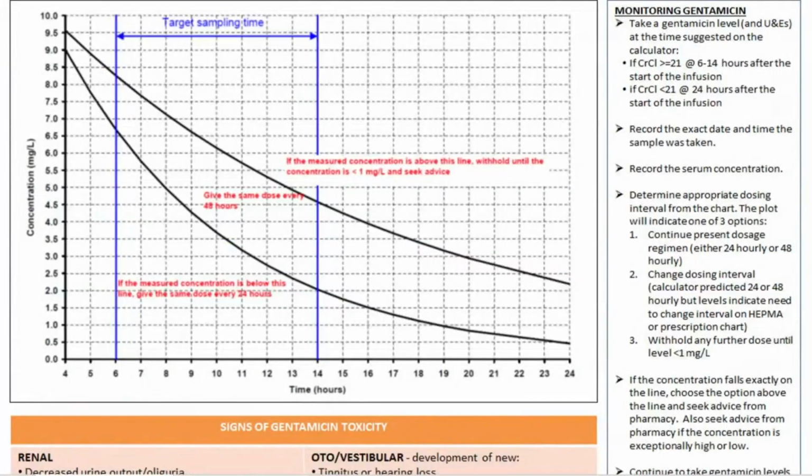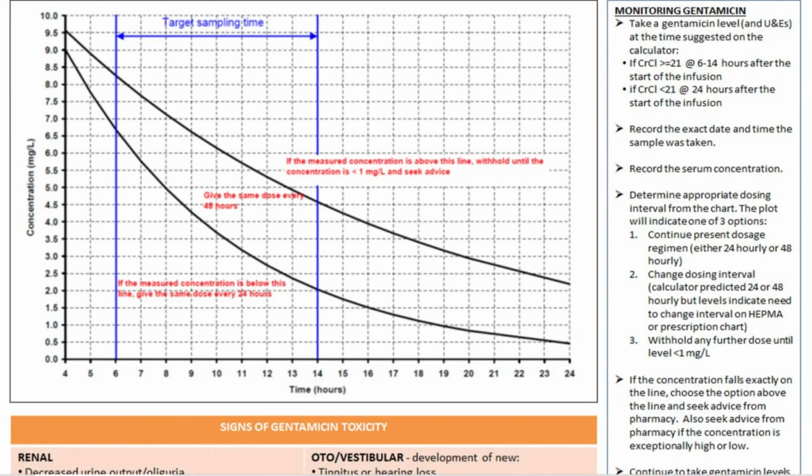So this is then the graph that we use. As you can see, it's got time since the dose was given on the x-axis, and this means you should ideally be taking it 6 to 14 hours after the dose is given. Again, trusts differ, and sometimes trusts ask you just to take the gent level 2 hours before the dose, so make sure you check which trust guideline before you do yours.